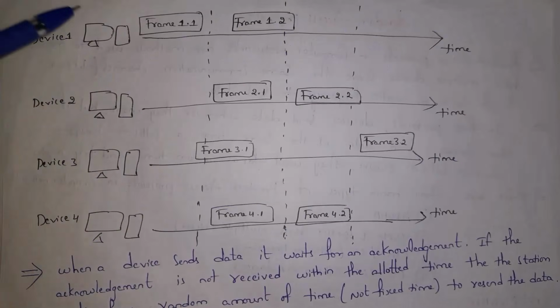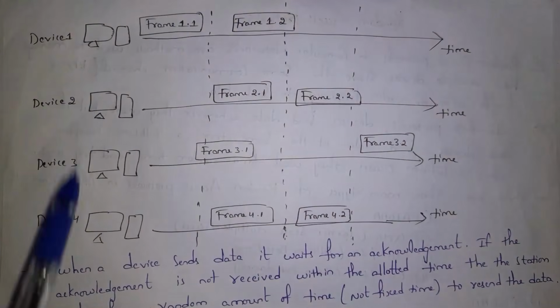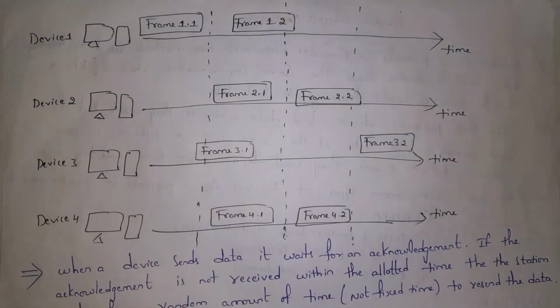As for example, there are 4 devices which are connected to a single cable. These lines are nothing but they are single cable.